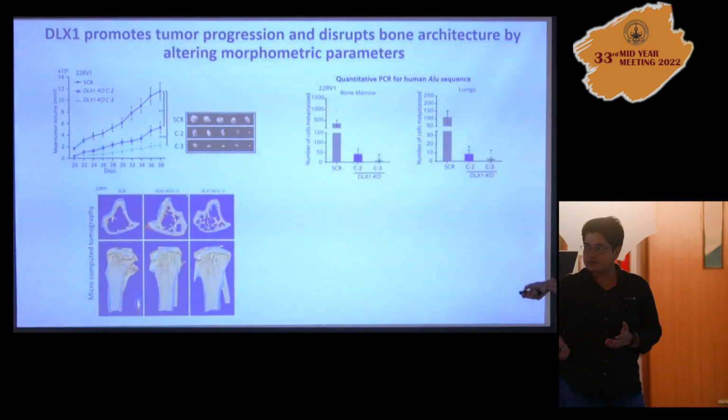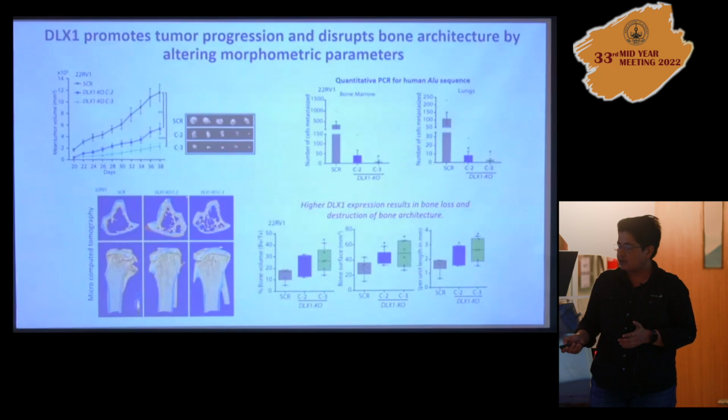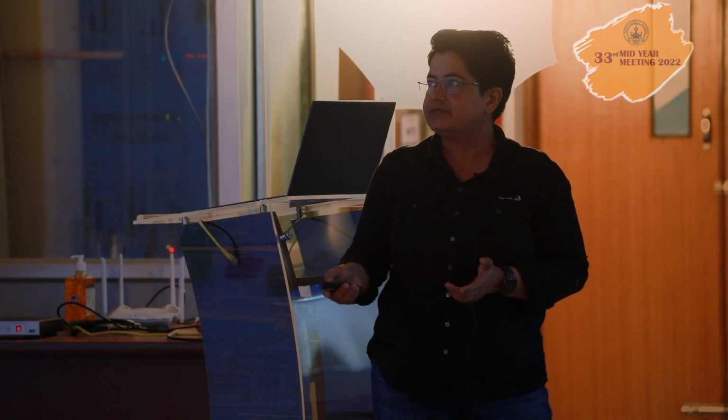For that, we developed this experimental bone metastasis model where we implanted either control scrambled cells or DLX1 knockout cells in the tibia region of the mice and let them grow for almost a month. Then at the end of the study, we excised these bones, performed micro CT, and analyzed the data using bone morphometric analysis software, CTAn. What we found is that all the mice implanted with DLX1 knockout cells show higher bone volume, bone surface area was also high, and the trabecular length was also high in the DLX1 knockout mice. So again we showed here that higher DLX1 expression plays a critical role in bone loss and destruction of the bone architecture, as seen in scramble control mice.